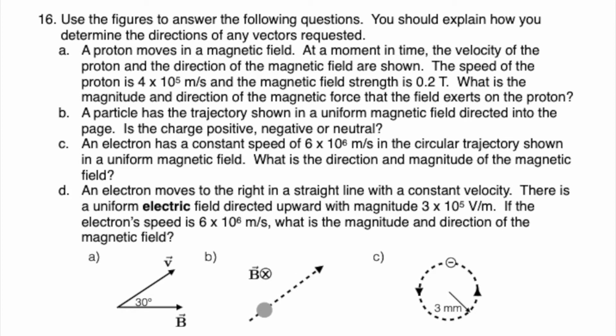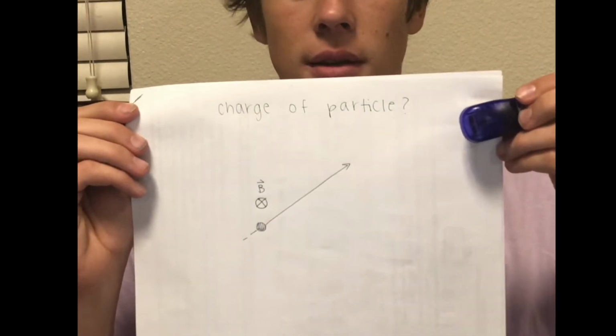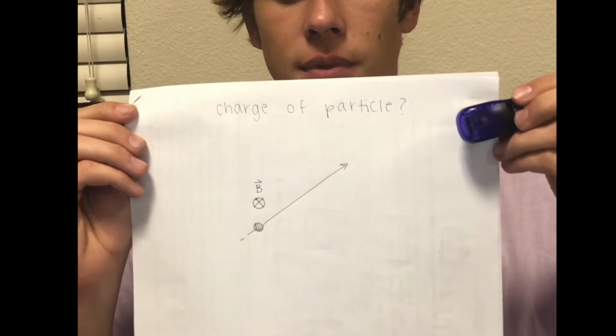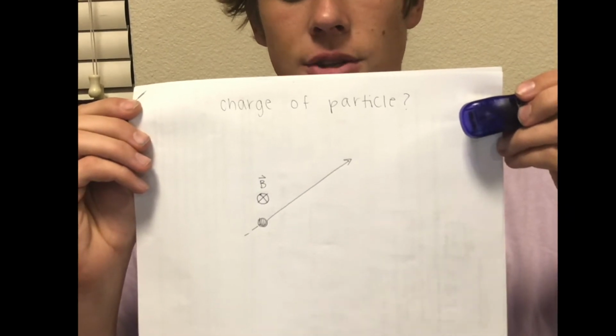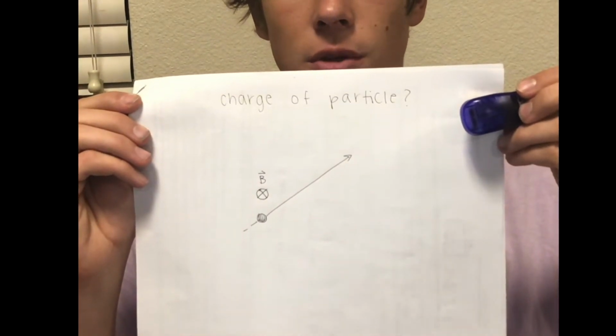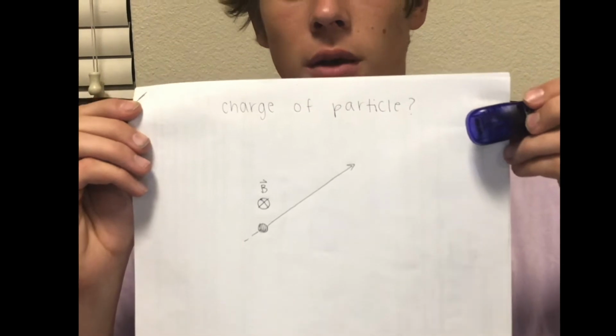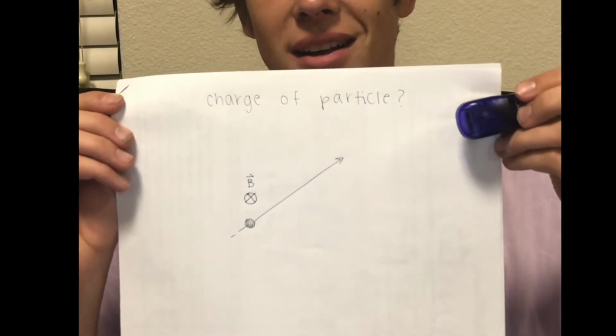Question 16b asks, a particle has the trajectory shown in a uniform magnetic field directed into the page. Is the charge positive, negative, or neutral? We determined that since the trajectory is linear and there's no acceleration, then there is no force being exerted upon the particle, which means the charge of the particle has to be neutral.